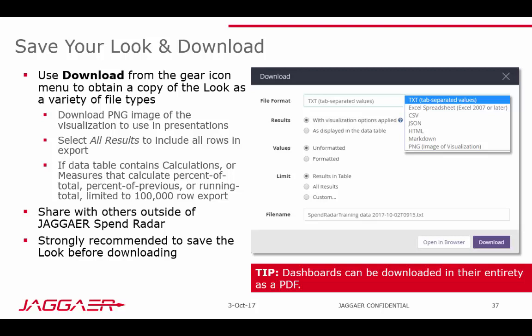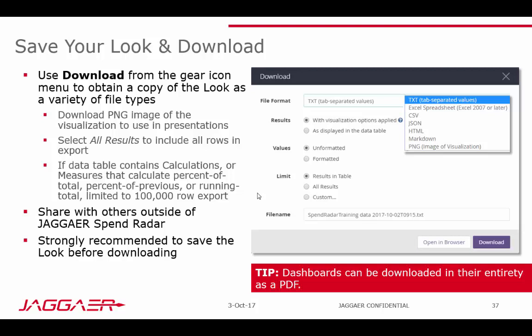If you do run into the 5,000 row limit in your data table, but you know there's more information, more data behind the scenes that you want to download, use the All Results option in the Limit section to pull all of the results from your data. So that goes past the 5,000 row limit and allows you to pull as many rows as you need to.